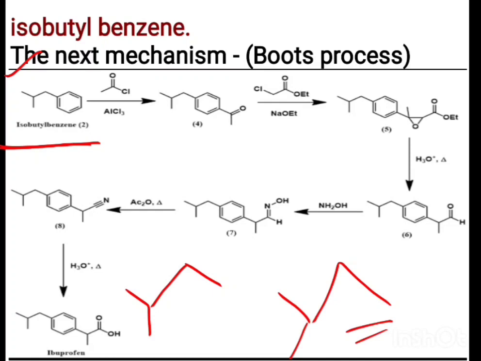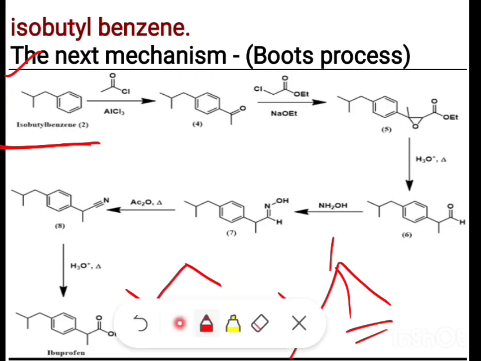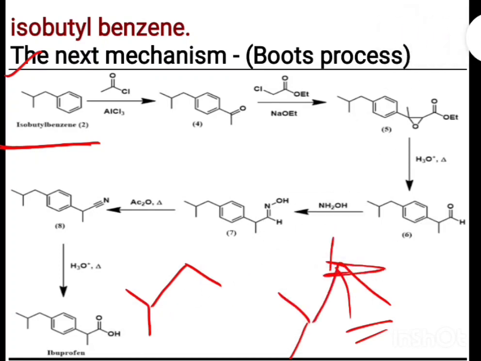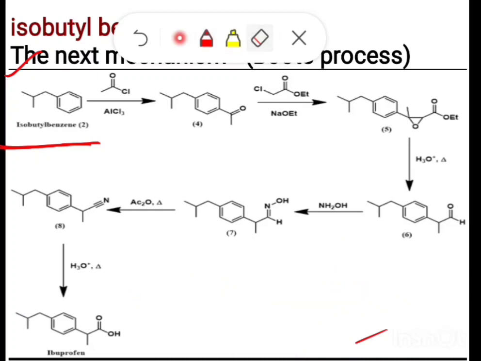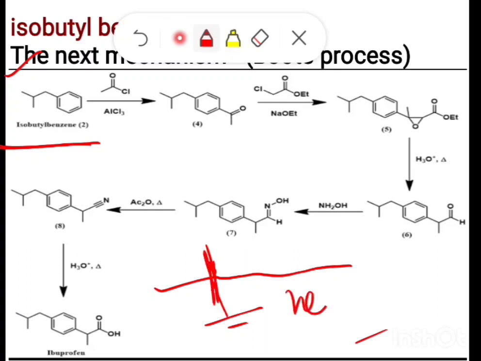There should be one branching. If two branchings are there, that should be termed as neo. Suppose in a straight chain there is one branching, it is termed as iso. If two branchings are on the same carbon atom, that should be termed as neo. So that's why in butane there can be only two possibilities: one is butane, the other is isobutane.